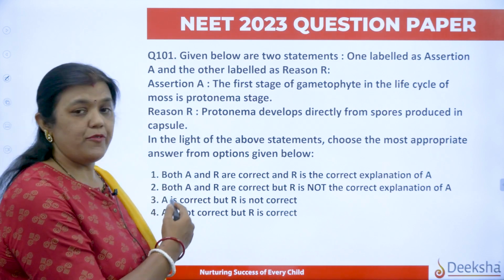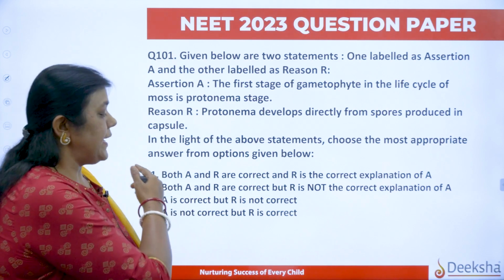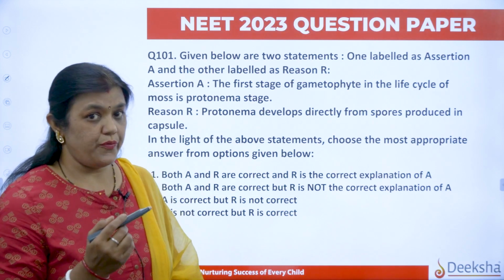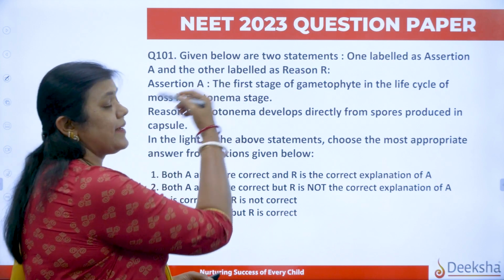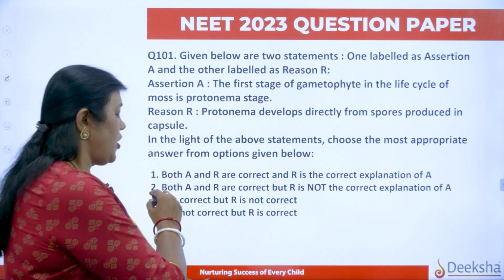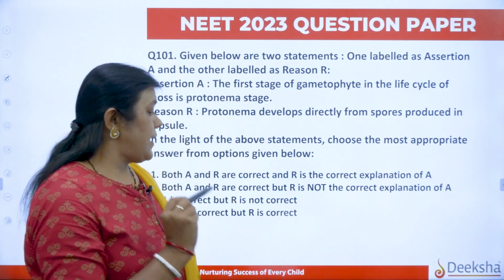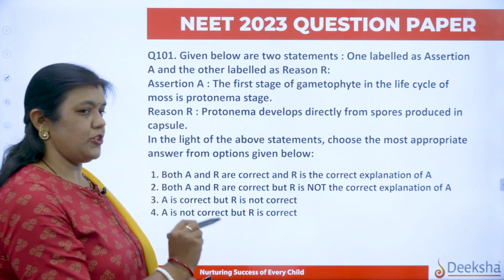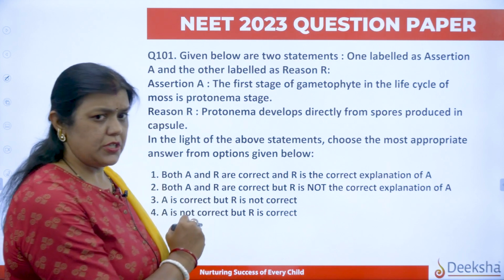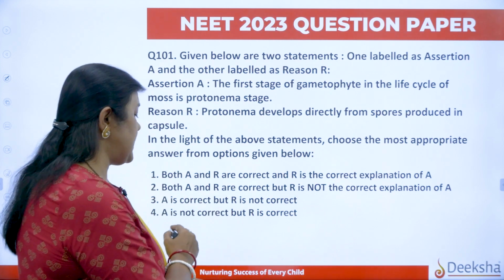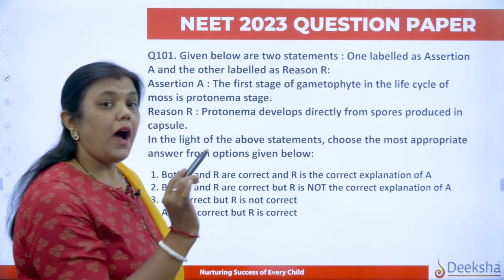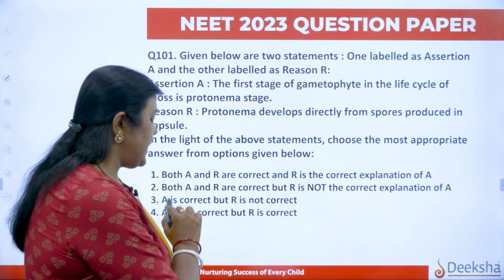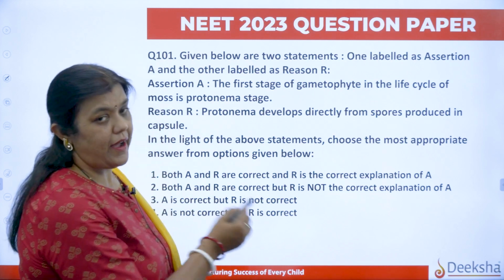And here we have the options. Option 1: both A and R are correct, and R is the correct explanation of A. That means the reason is the correct explanation of the assertion. Option 2: both A and R are correct, but R is not the correct explanation of A. Option 3: A is correct, but R is not correct. And option 4: A is not correct and R is correct.